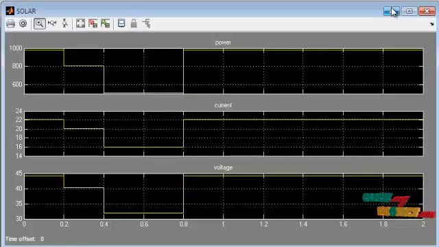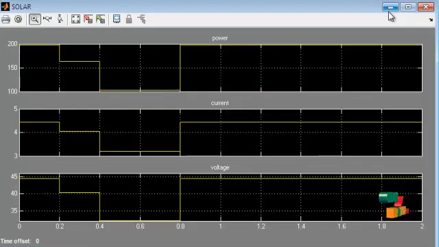So the first one is the solar panel output using the Perturb and Observe algorithm. Here we can see three kinds of waveforms: power, current and voltage. Here the voltage is 44 volts, the solar current is 2 amps and the overall power is 900 watts. Next one, the solar panel output using the incremental conductance algorithm. Here also the voltage is 44 volts, but the current is 4.4 amps and the power is 200 watts.